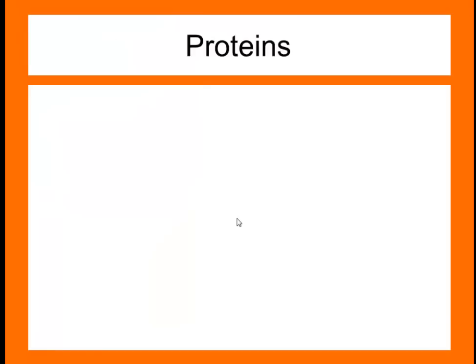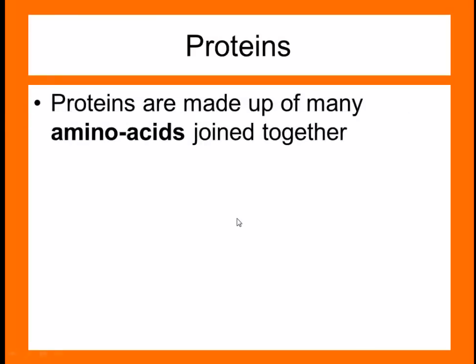They still are carbohydrates. And now let's think about proteins. Proteins are made up of many amino acids joined together. And I'm just going to draw one amino acid here. Here we go. Let's make sure I get it right first time.